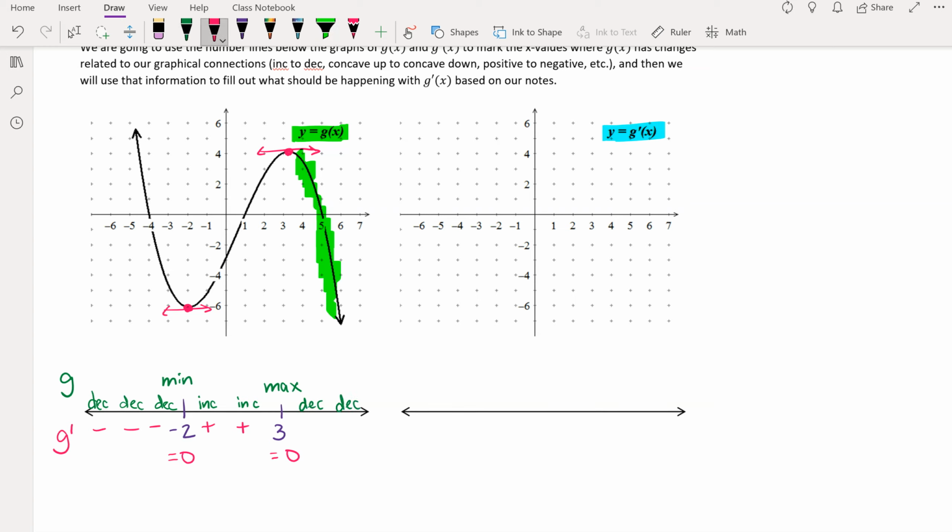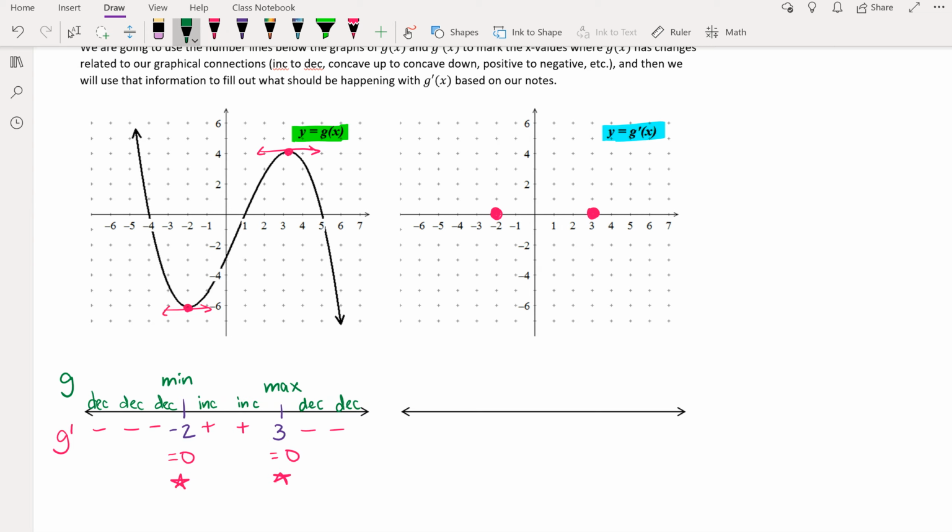All right. So now we have an idea of where G prime should be in terms of negative and positive on the graph and where it's going to equal 0. Let's go ahead and put these zeros on our G prime graph. So at x equals -2, we have G prime equaling 0. And at x equals 3, we have G prime equaling 0.